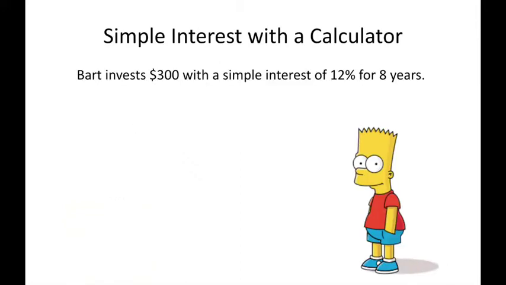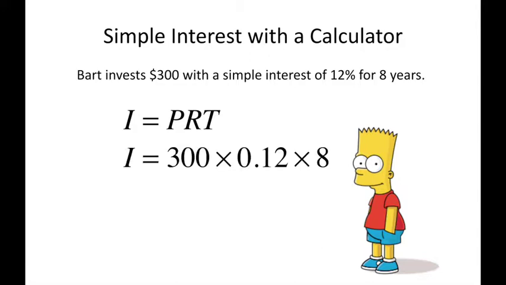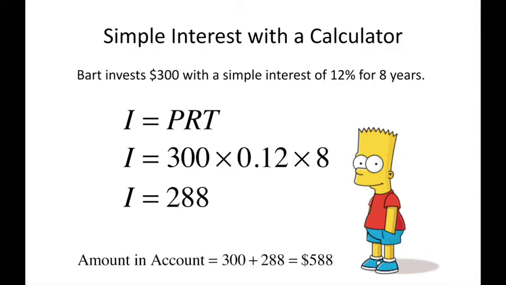Now, on a calculator, Bart puts $300 into an account, simple interest of 12% for 8 years. Now we've used PRN, it's the same as PRT. It's 300 times 12% times 8. He earns $288 in interest. So that means he starts with $300 plus his $288 interest. He has $588 in his bank after 8 years.